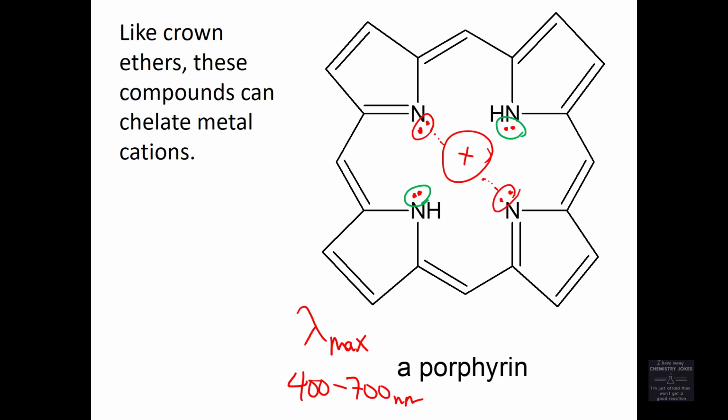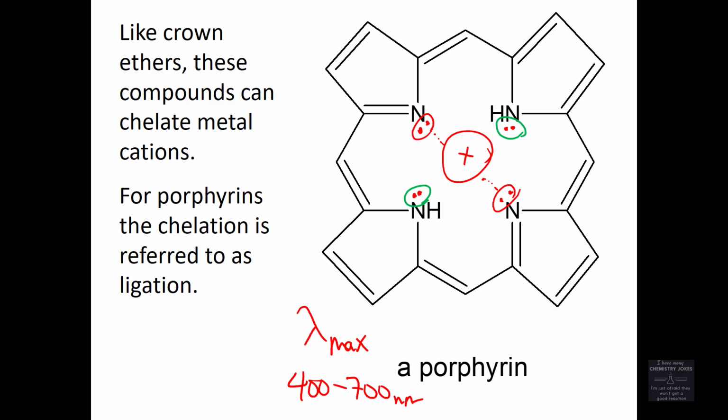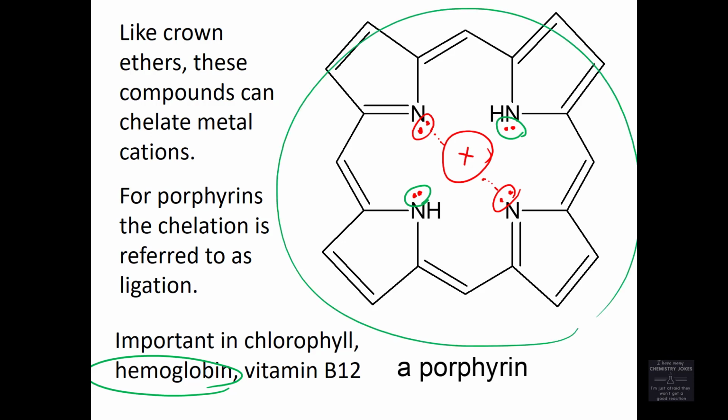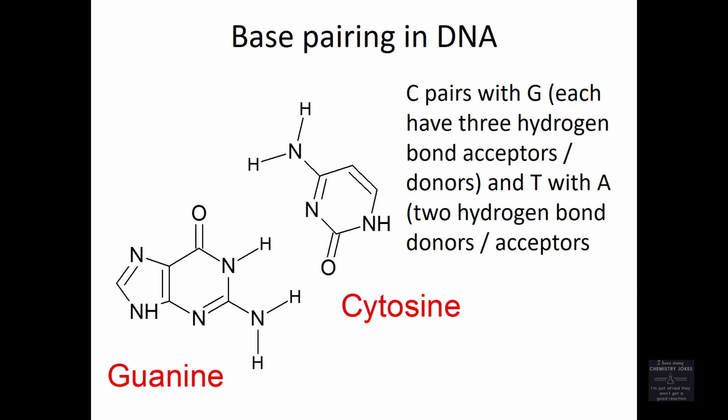They can chelate metal ions. That's kind of important in things like chlorophyll and hemoglobin and vitamin B12. Hemoglobin chelates iron, and when that iron complexes with oxygen properly, our blood turns red. Chlorophyll is the reason that plants and leaves are green, because chlorophyll has a big porphyrin molecule like this. Vitamin B12, yeah, heterocycles. They're kind of important.